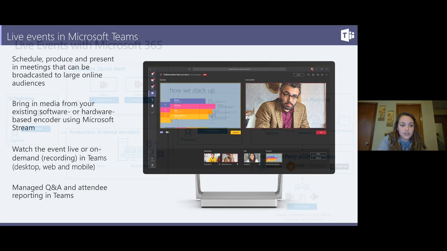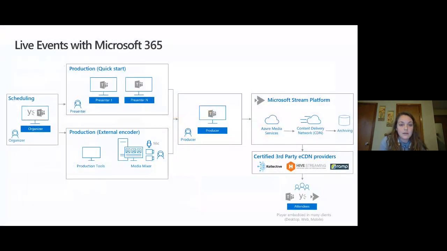And this is the process in general. Live events within Microsoft 365 as a whole consist of scheduling. You can also, like we showed at the beginning, QuickStart directly through Teams or use your external encoder if you already have one set up. Then you're going to get the producer side, which we showed a little glimpse of in the previous slide. That goes through Azure Media Services and then is archived. And then what we can go into if we have questions around it is our third-party ECDN providers like Collective and Hive and Ramp, so that it eventually gets to your attendees with the best quality possible.